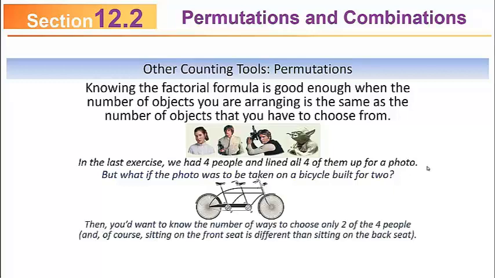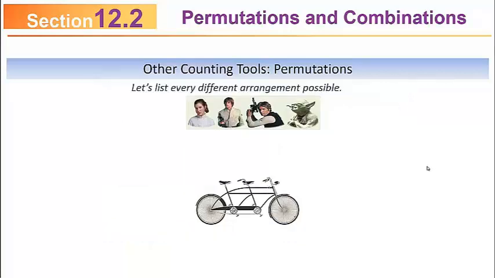Also keep in mind, if you're looking for the number of ways you could do that, a person sitting on the front seat would be different than that same person sitting on the back seat. So we want to look at the number of arrangements. We're choosing from the 4 celebrities, but we can only take them 2 at a time to get a photo of them on a bicycle built for 2. So this time the count is slightly different. I don't want to take them all 4 at a time. How do you deal with that?